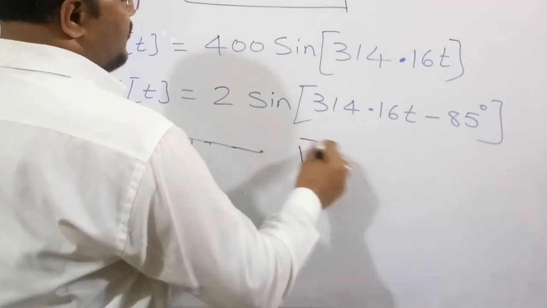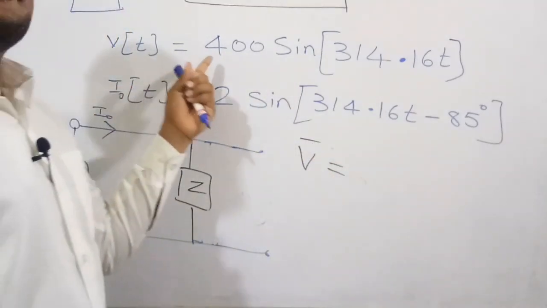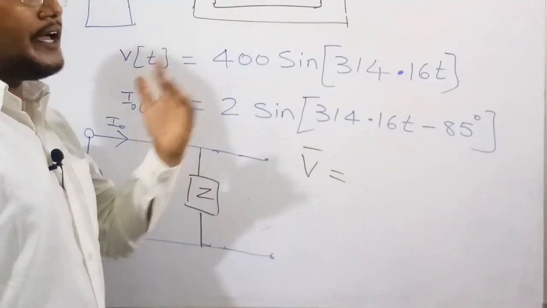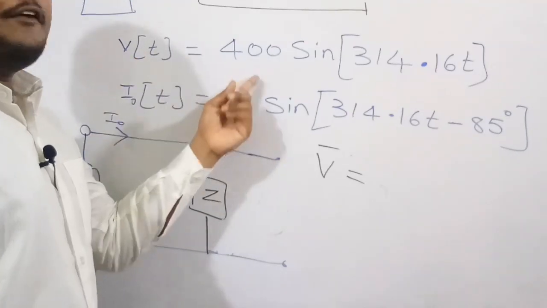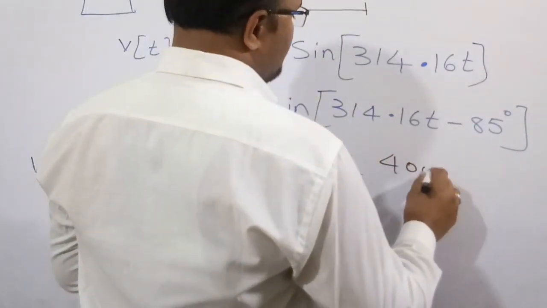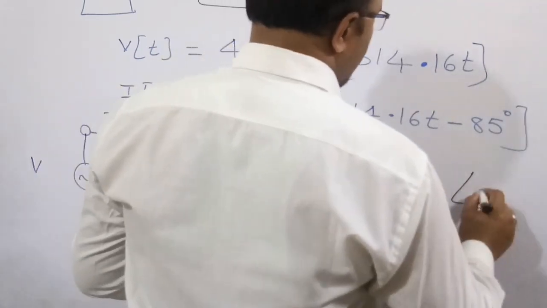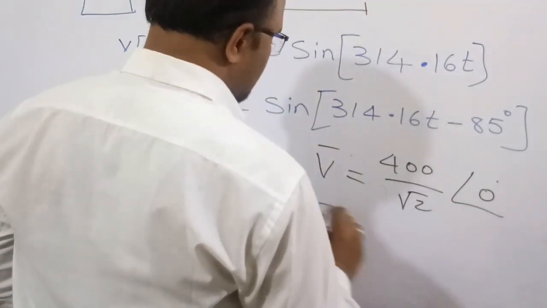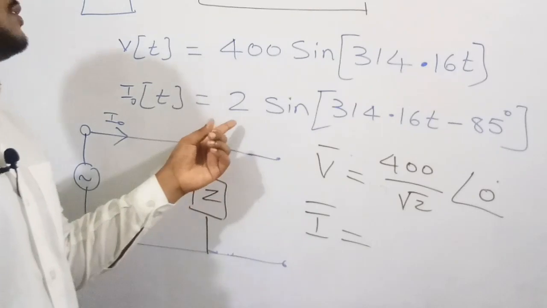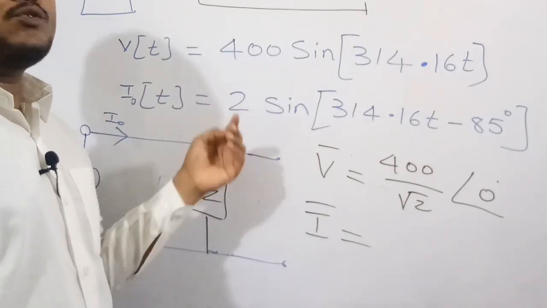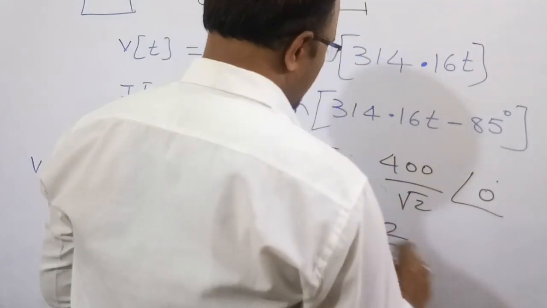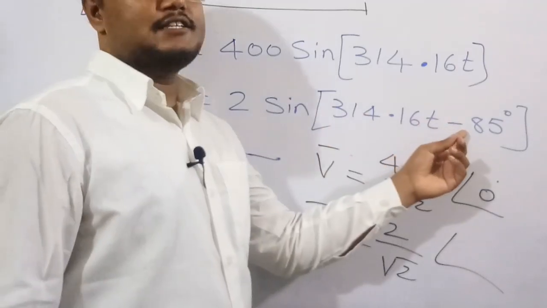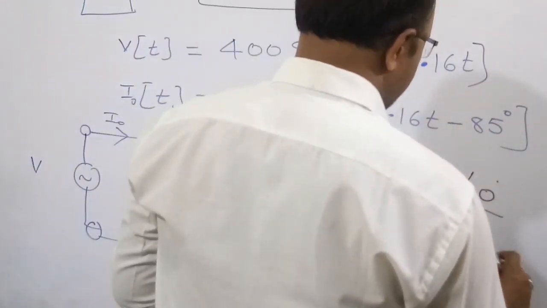Now I need to write the phasor expression for the voltage. Vm by root 2, where Vm is 400. The RMS value of any sinusoidal quantity is Vm by root 2 or Im by root 2. Here we are considering the voltage, so 400 by root 2 at angle 0, because I have taken sine as the reference. Therefore 0 degrees. Now I need to write the expression for the current. This is Im, and it is sinusoidal, so Im by root 2 means 2 by root 2. Both are sine, and there is a minus, so we write minus 85 degrees.